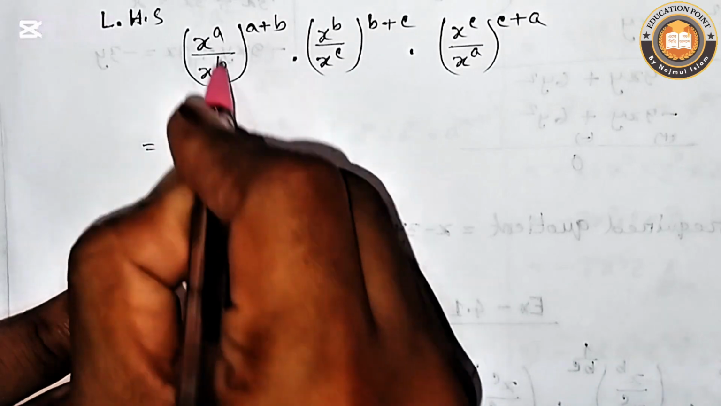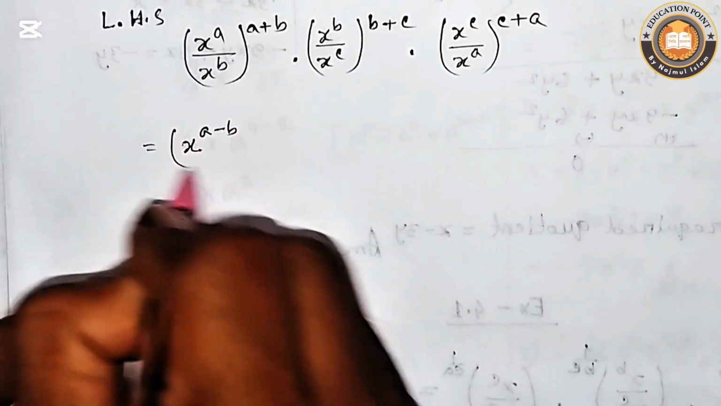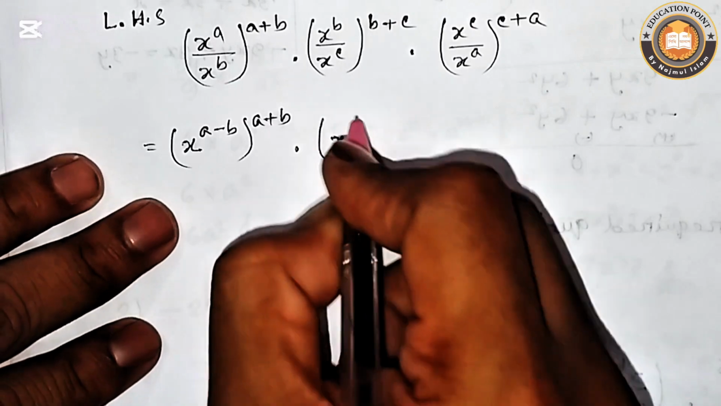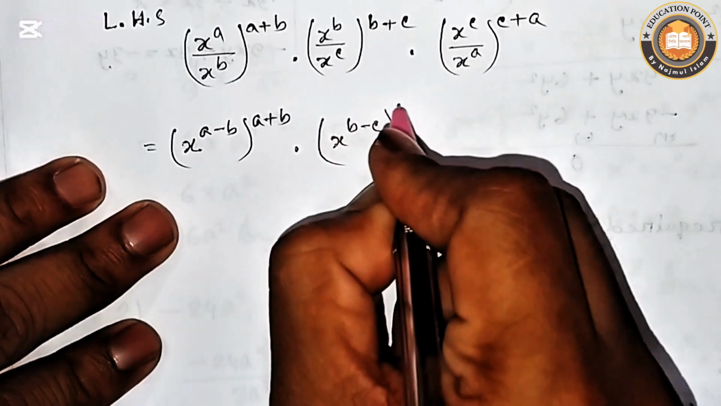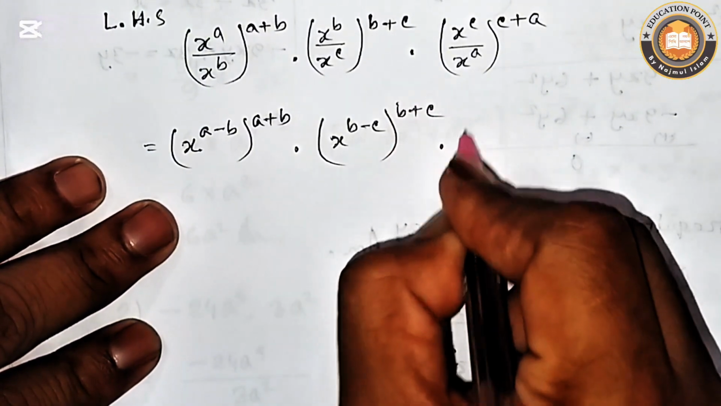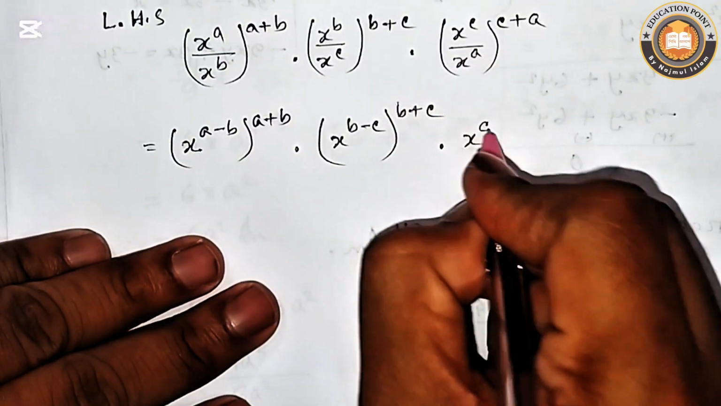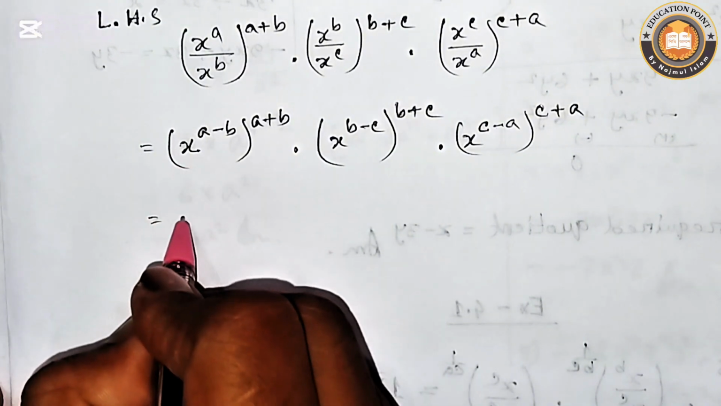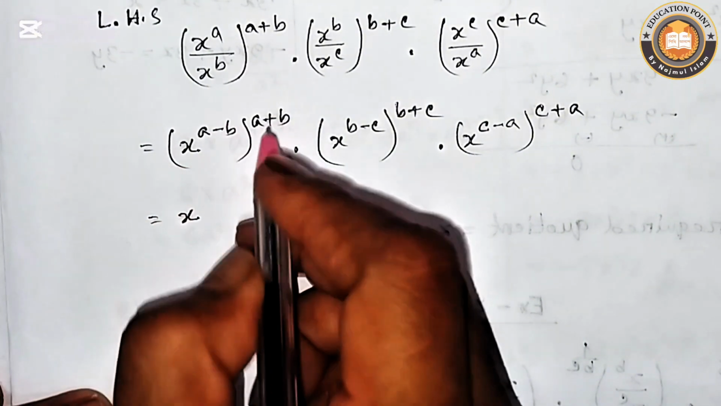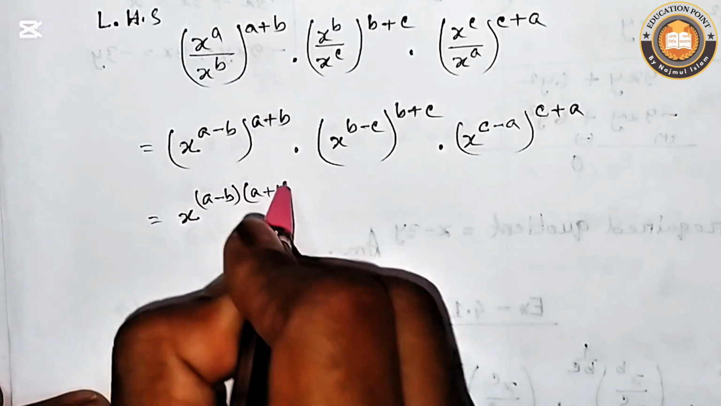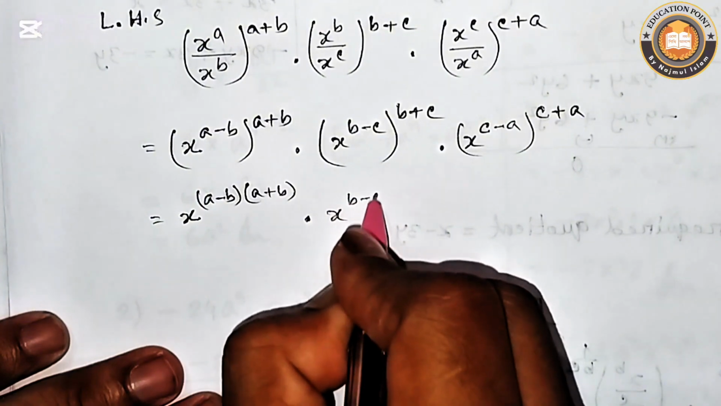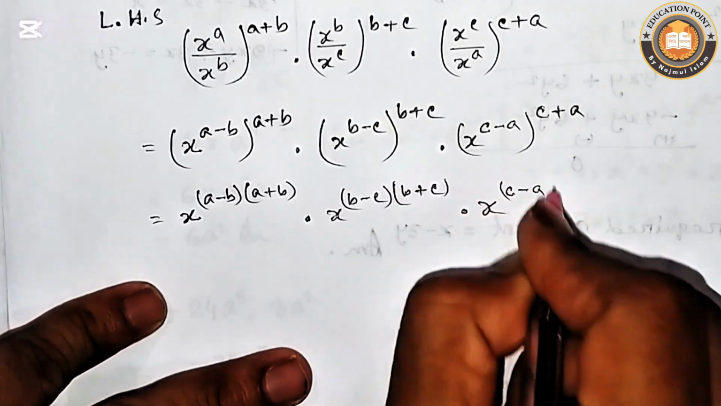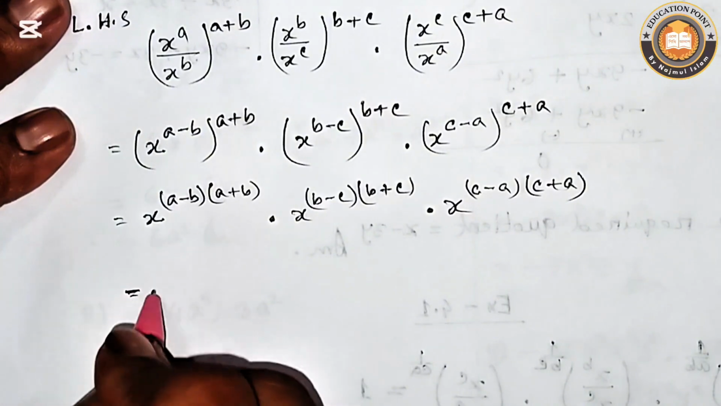Here similar base x, their power will be subtracted, (a−b) whole power a plus b, into similar base x, their power subtracted, (b−c) whole power b plus c, into similar base x, their power subtracted, (c−a) whole power c plus a. x to the power, here power will be multiplied with power, that means (a−b) into (a+b), x to the power (b−c) into (b+c), into x to the power (c−a) into (c+a).